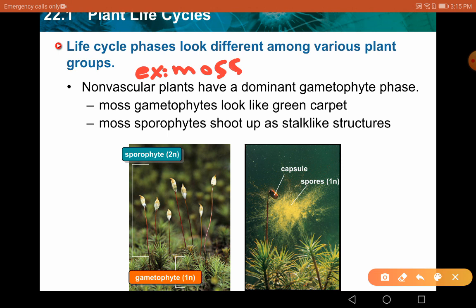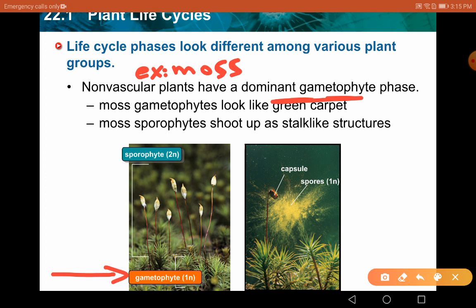We already studied this before. So the non-vascular plants are mosses. Non-vascular plants have a dominant gametophyte phase. The dominant phase here is the gametophyte. What is meant by dominant? Dominant means it remains or stays for a longer time than the other phase. So if you look at this part, you will find it looks like a green carpet or blanket, staying for a long time, even the whole life cycle of the plant.